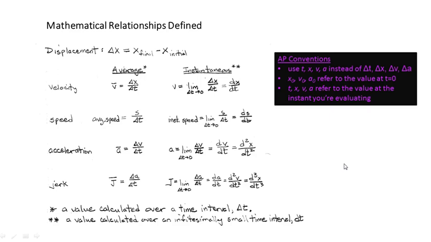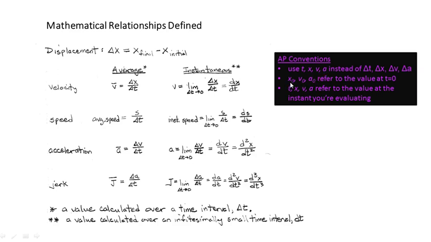I want to talk about some conventions used in AP Physics. In honors physics, we use delta t, delta x, delta v, and delta a. Typically in AP, they'll use t instead of delta t, x instead of displacement, v instead of the change in velocity, and a instead of delta a.